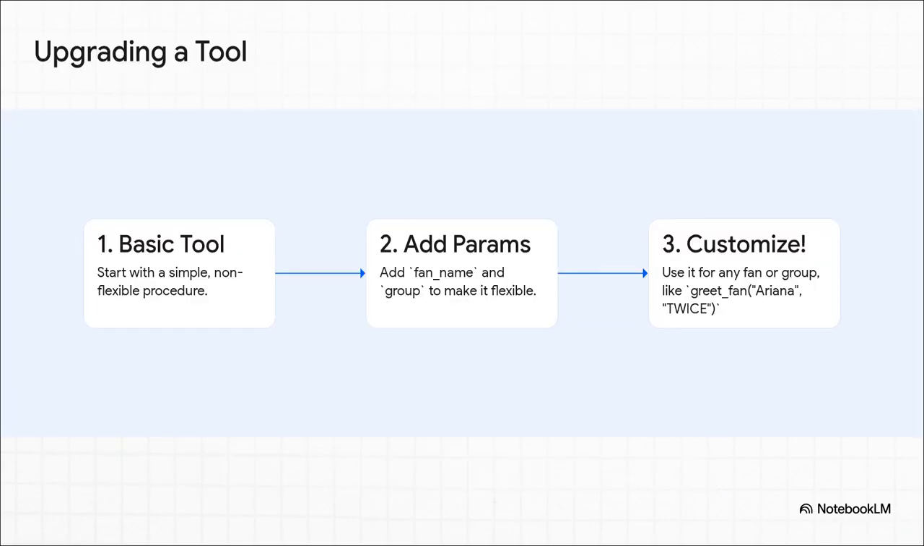Let's watch this happen. We can start with a really basic tool, a procedure that just says hi. Kind of boring. So step 2, let's give it an upgrade. We'll add 2 parameters, fan_name and group. And just like that, our generic tool becomes this awesome customizable greeting machine. We can plug in Ariana and Twice and get a totally specific message. It's the same core idea, just made flexible with parameters.